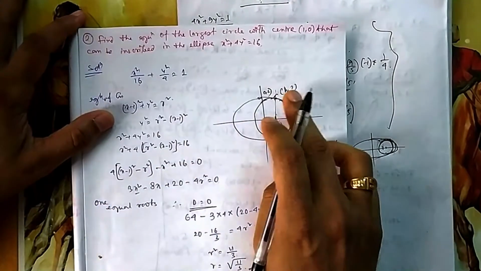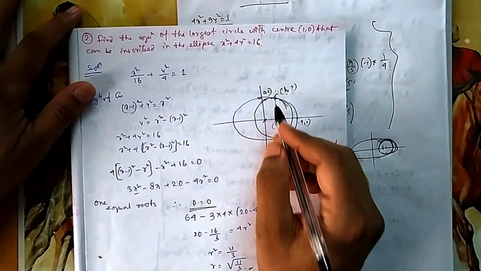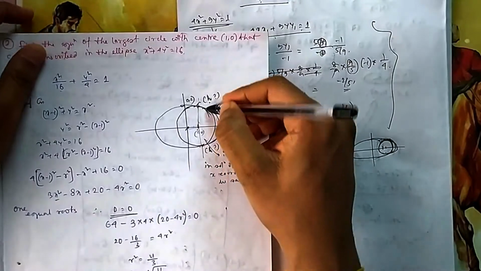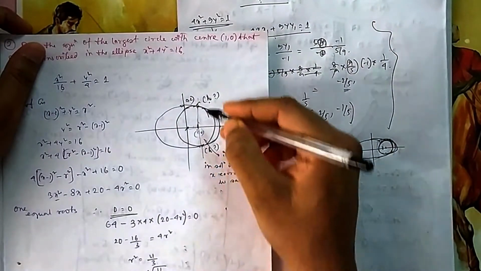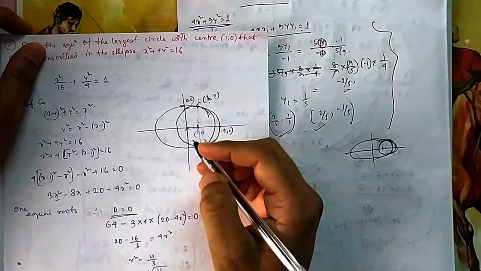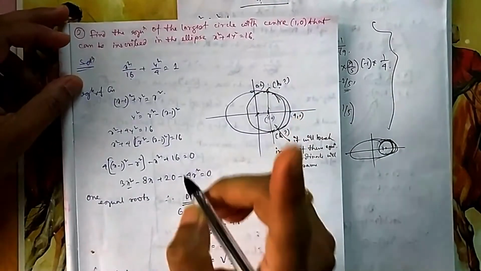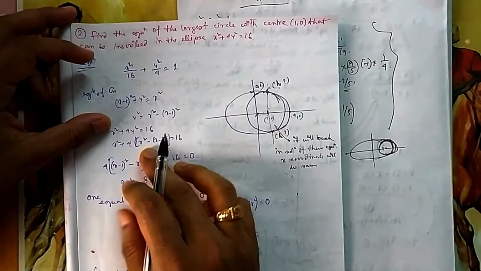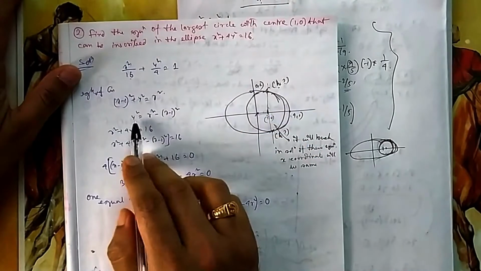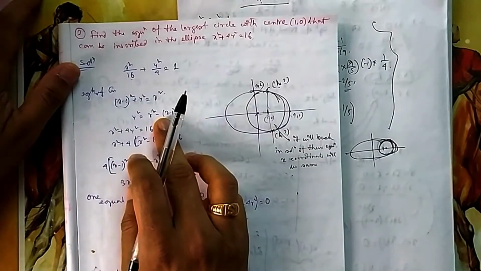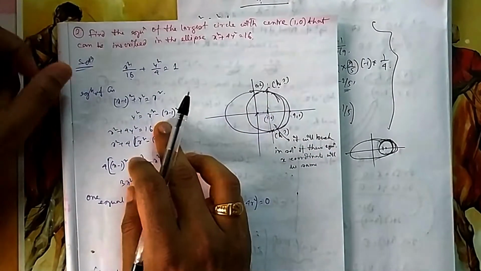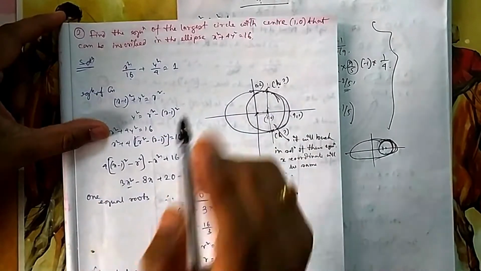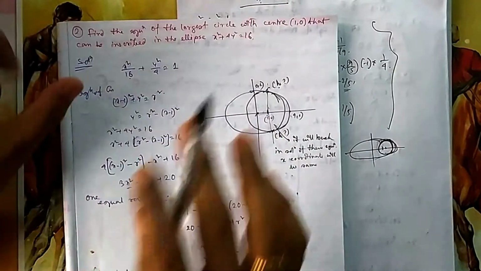But you are that much sure that your x coordinate should be the same, because it will be symmetrical. If it touches here, then it should touch here also. Symmetrically, the y value will be plus minus. So your x coordinate should have only one value. So if you solve these two equations, you should have gotten one value of x. That's why I am replacing y in this equation, not replacing x. I am replacing y because I know the x will give me only one value. I don't know what the value will be.